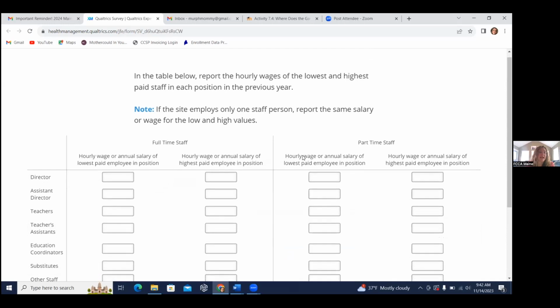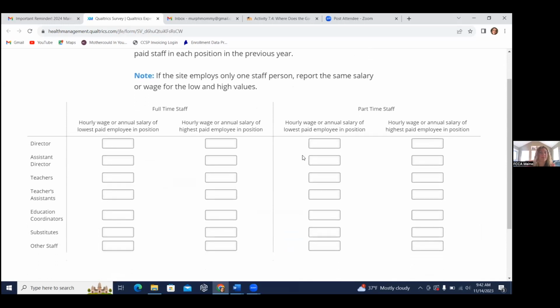Okay, so this is now asking what we do for wages for part-time and full-time. So again, we are just going to enter dummy numbers. I'm going to say 25 for a director. Since there's 1 director, those are going to be the same number for the lowest and highest wage. Assistant director, we'll do 22. Teachers, again, I'm trying to think of the career ladder in Maine Roads to Quality. So we'll probably do 17 or 18 for the lowest, and then the highest would maybe be 19.